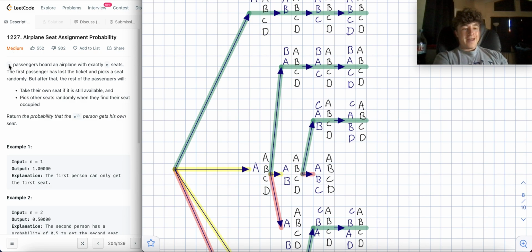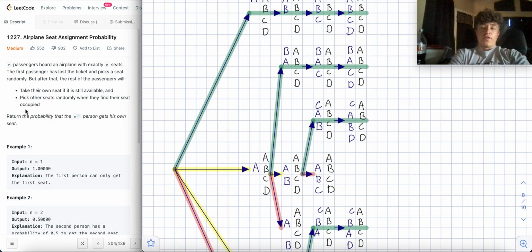So you're given n passengers that are boarding on an airplane with exactly n seats, right? So there's n passengers, there's n seats. You've been on an airplane before. You're familiar with this idea, right? You have a ticket, probably has a seat number, you go sit in your seat. The first passenger has lost their ticket and picks a seat randomly. But after that, the rest of the passengers will take their own seat if it's still available and pick other seats randomly when they find that their seat is occupied. Return the probability that the last person, the nth person, gets his own seat.